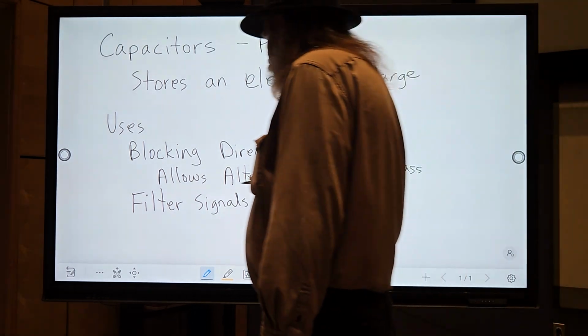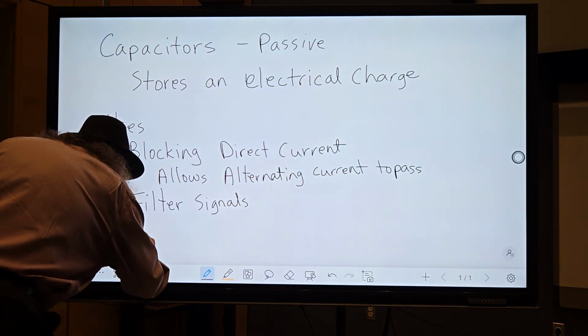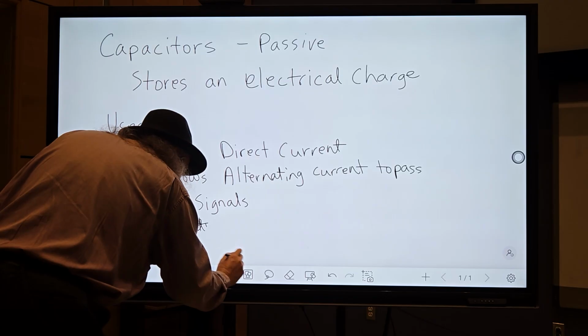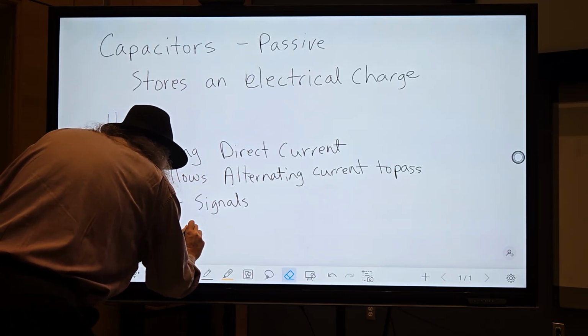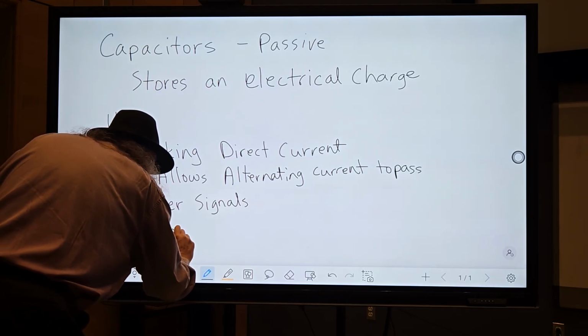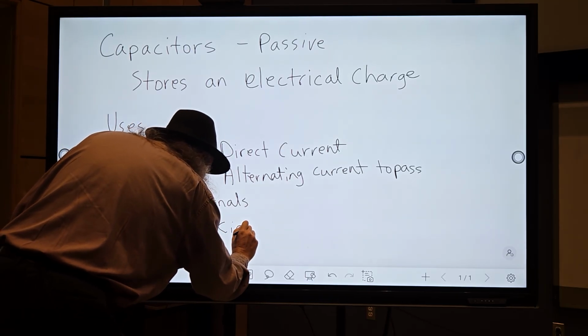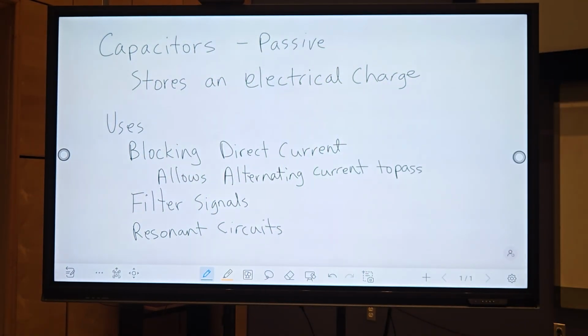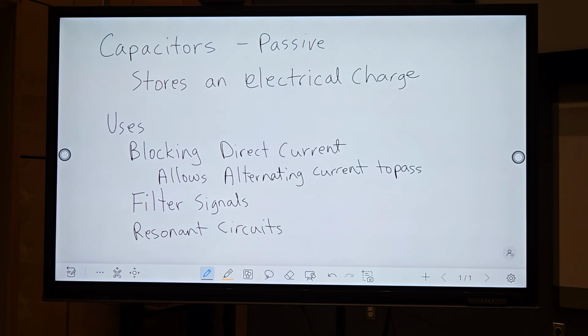Coupled with an inductor, you can make resonant circuits. We'll get to inductors on a later day, but when you couple a capacitor with an inductor, you can make a resonant circuit that creates a frequency determined by the capacitor and the inductor.